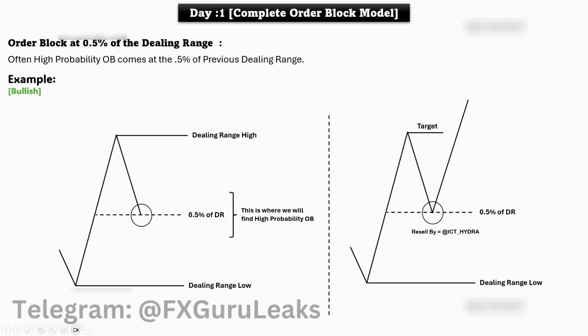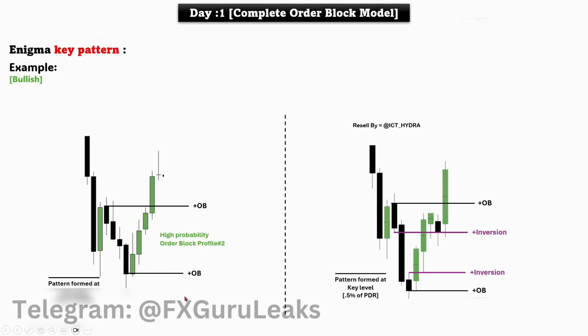So now we have two types of pattern that will appear at the 0.5% of the dealing range. This is the first pattern that usually comes with order block, right? This is our high probability order block profile 2 with no fair value gap or inversion, and here you can see we have an order block coming with inversion.